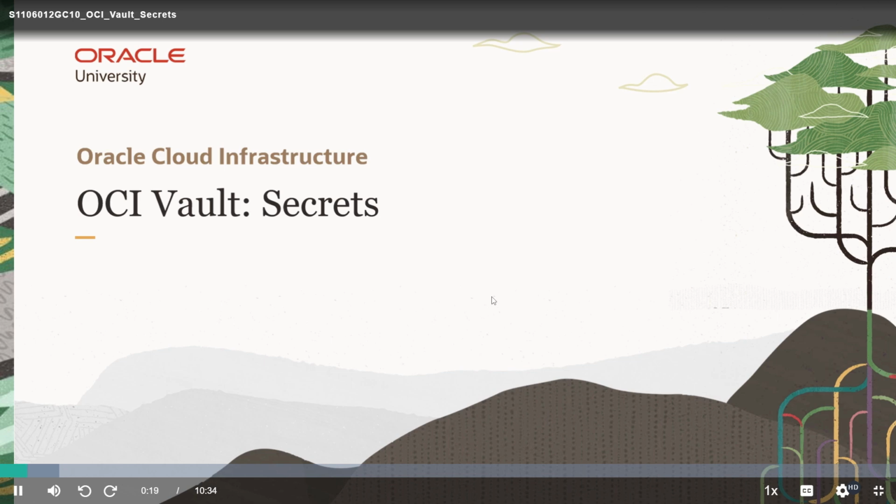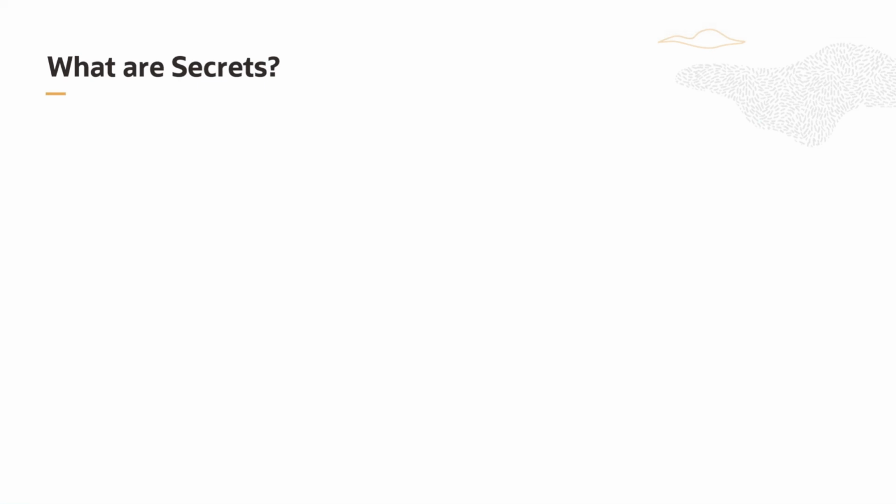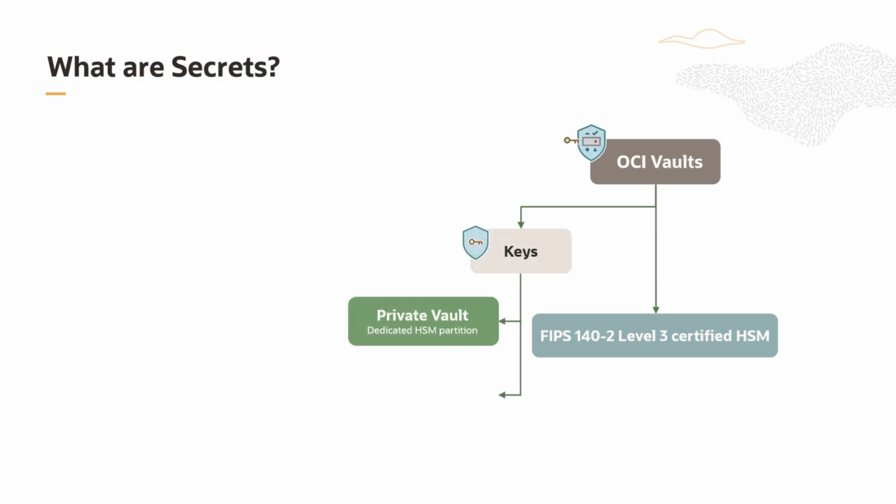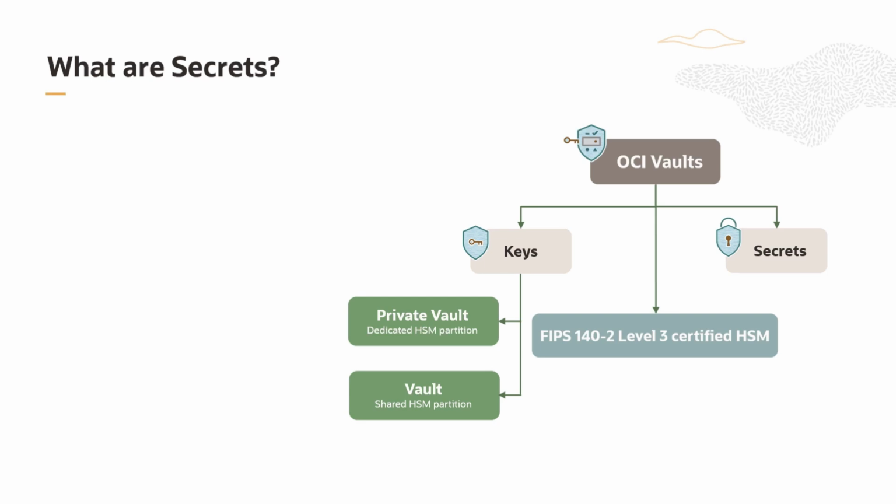So let's get started. As you may recall from my introduction to OCI Vault lesson, we discussed the key elements of the Vault service, including the Vault itself backed by a FIPS 140-2 Level 3 hardware security module, which can be either a shared or private HSM. Additionally, we touched upon the creation or importation of master encryption keys into your vault. However, up till now, we haven't covered the third crucial element, which is secrets.